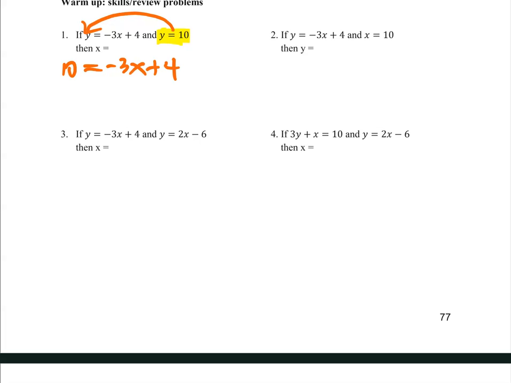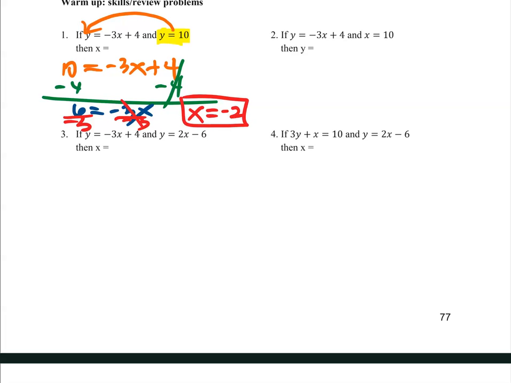Now we can solve for x. So we just have to isolate x. So what we do is subtract 4. 10 minus 4 is 6 equals negative 3x, and then divide both sides by negative 3, and so x is equal to 6 divided by negative 3, which is negative 2.